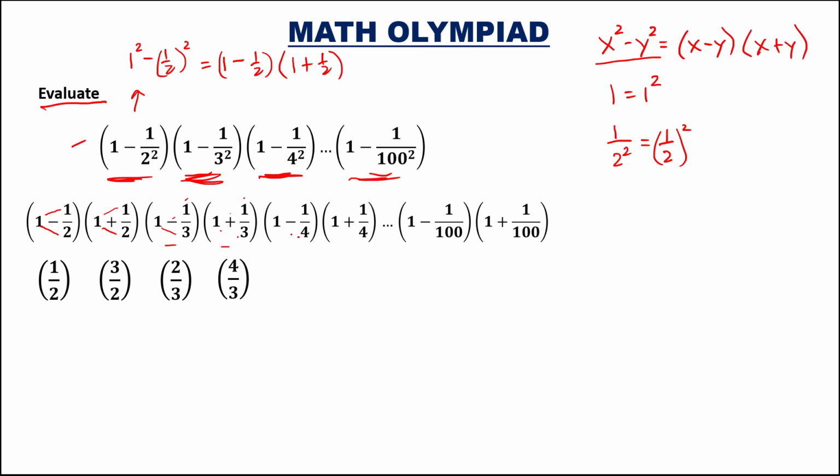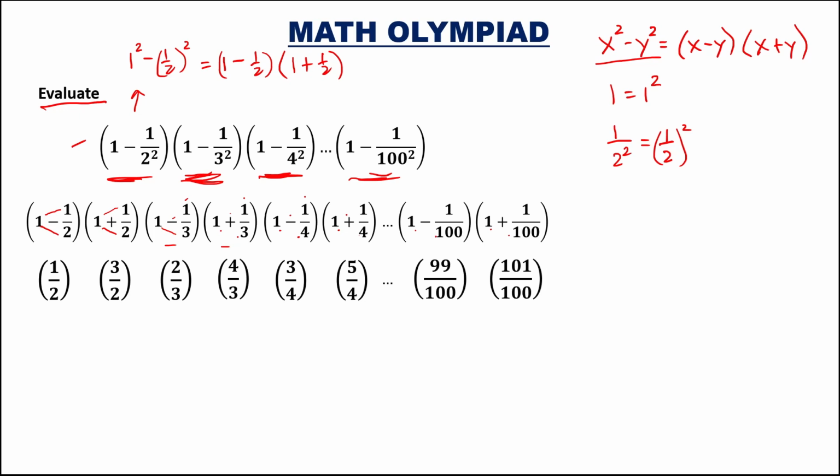Then we have 4 times 1, that's 4, minus 1. So this is 3 over 4. Then we have 4 times 1, that's 4, plus 1. So this is 5 over 4. Then this one is 100 times 1, that's 100, minus 1. So we have 99 over 100. And 1 times 100, this is 100 plus 1. So we have 101 over 100.